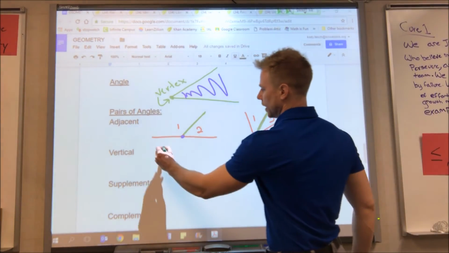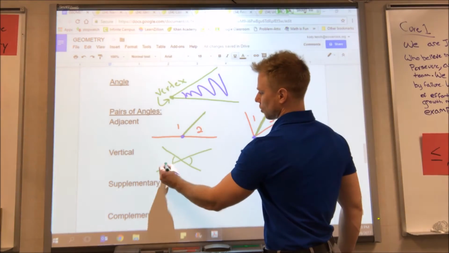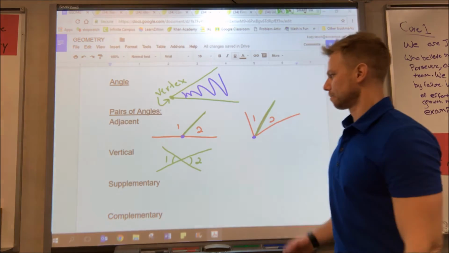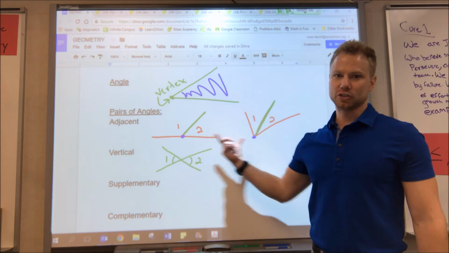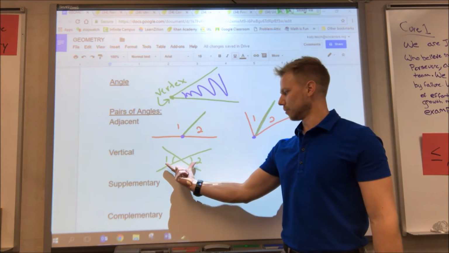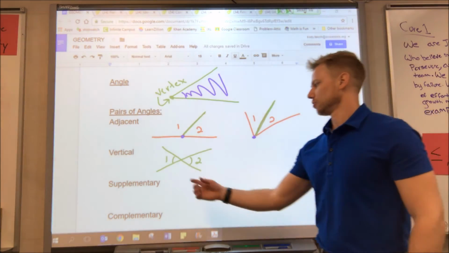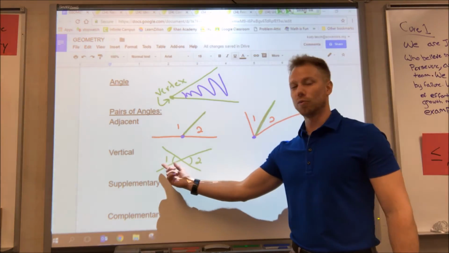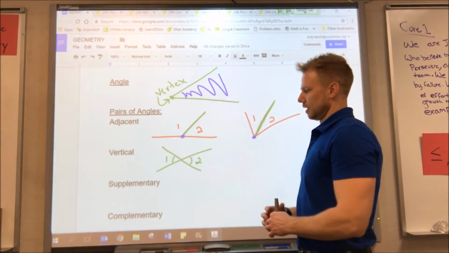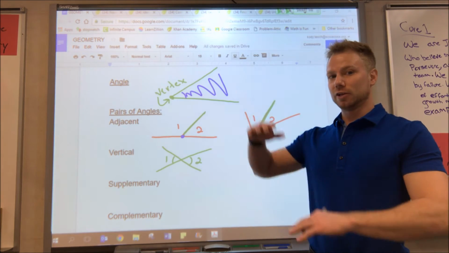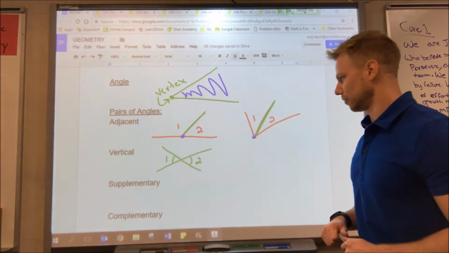Vertical angles then are angles that are made by two intersecting lines. They're going to be directly across from each other. Okay, where adjacent angles didn't have to be any particular measurement, they could be different, vertical angles are going to be exactly the same. Whatever angle 1 is, angle 2 is going to be the same. So if angle 1 was 30 degrees, angle 2 would also be 30 degrees. Okay? They could be a little angle, they could be a big angle, but whatever one is, the other one is going to be exactly the same if they're vertical.